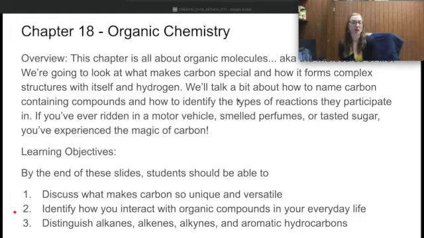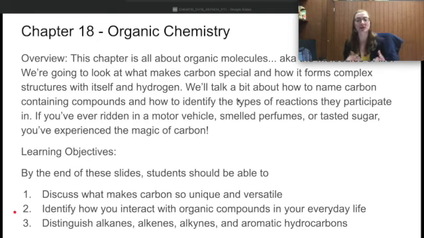After these slides, in part two, we are going to talk about how to name those hydrocarbons. And then from there, we will talk about some of the reactions they participate in. And then in the end, we'll also talk about some of the functional groups, where we're talking about what kinds of things can be substituted onto organic molecules and how those affect us in our lives as well.